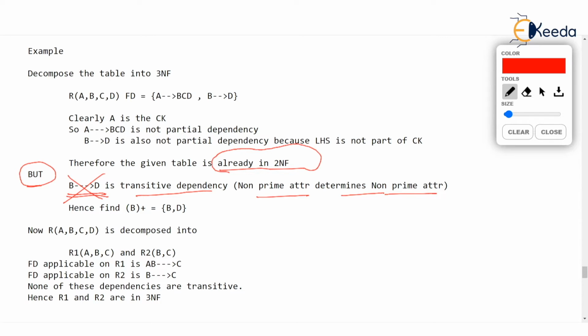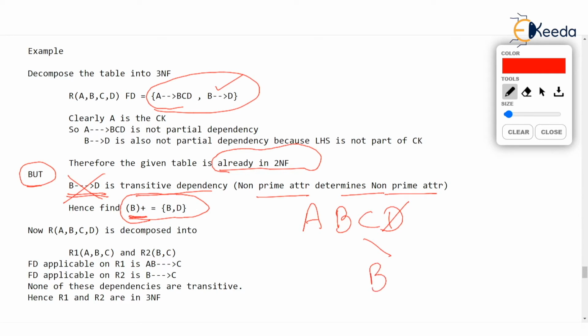Then you find B closure. And B closure from the original dependency set will bring in only D. So check this, B closure has BD. Then as our previous method goes, write all four attributes A, B, C, D and B closure contains D. So B is going to take away D with it. So this creates one table and the remaining attributes A, B, C will be in the other table. So these are the two tables. R1 has ABC and R2 has BD.